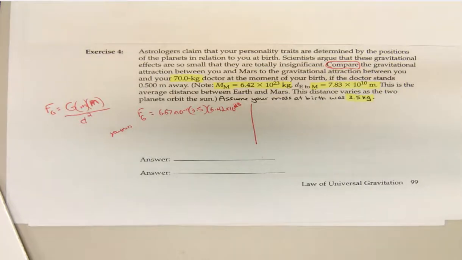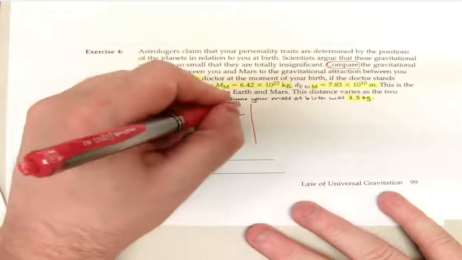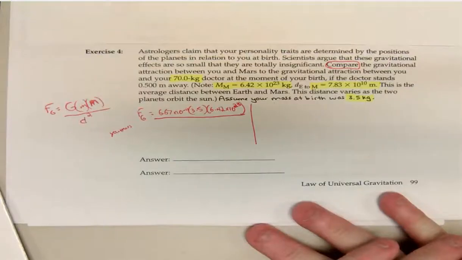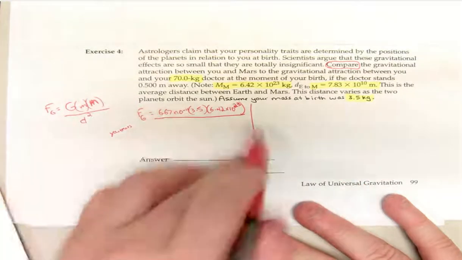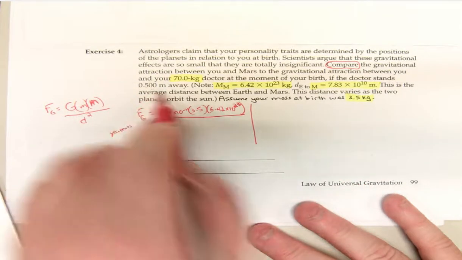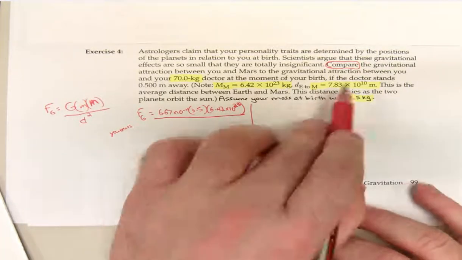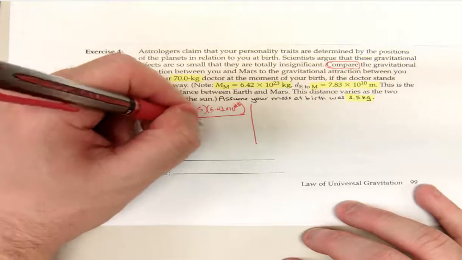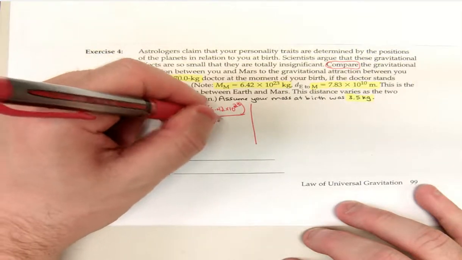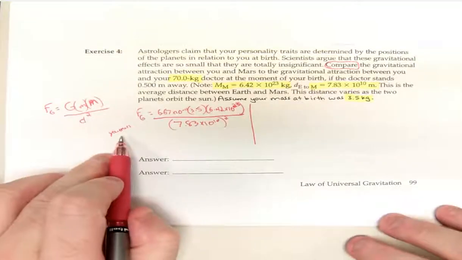Divided by, since we're dealing with Mars, we want to use the Mars distance, right? We're not going to use that small distance, because we're dealing with you and Mars. The distance between you and Mars is here, 7.83 times 10 to the 10, and we know it's distance squared. So this is the you plus Mars set up.